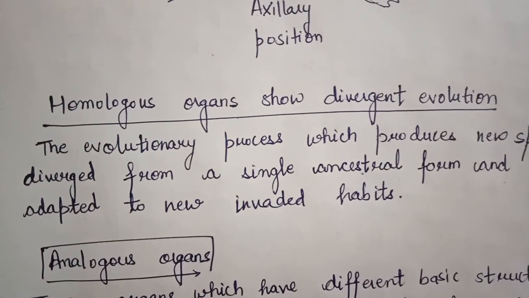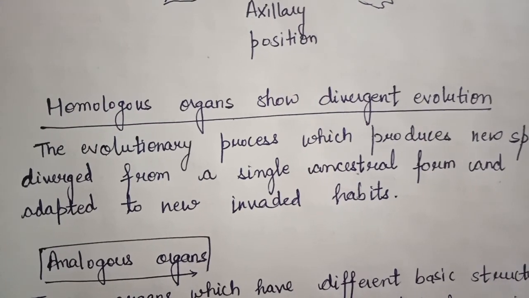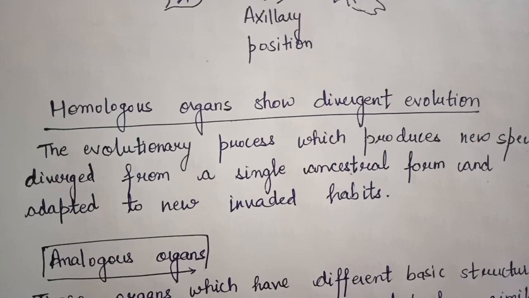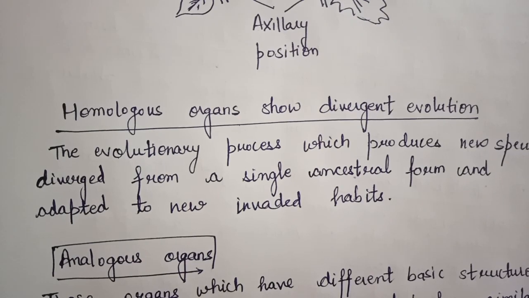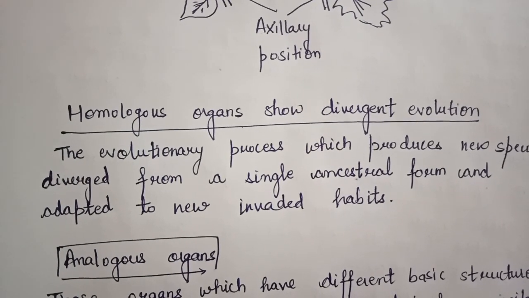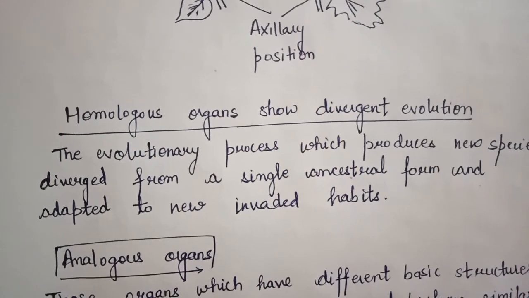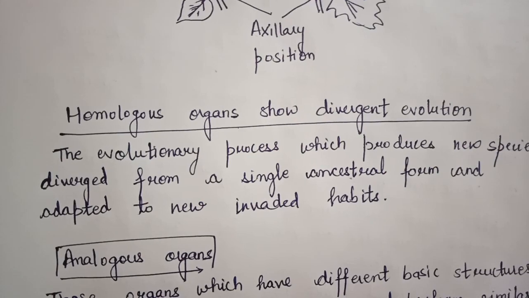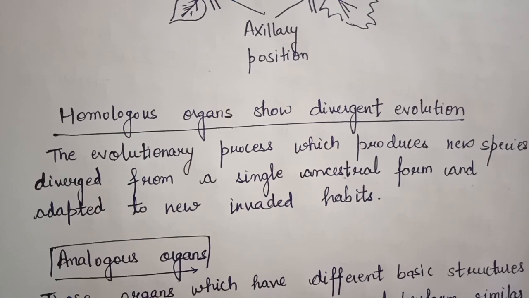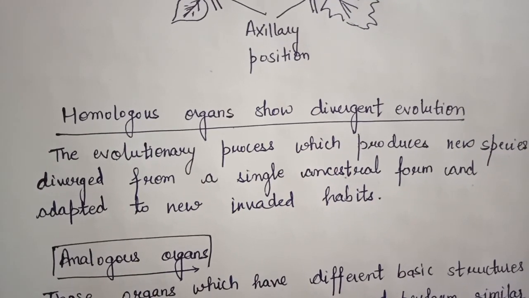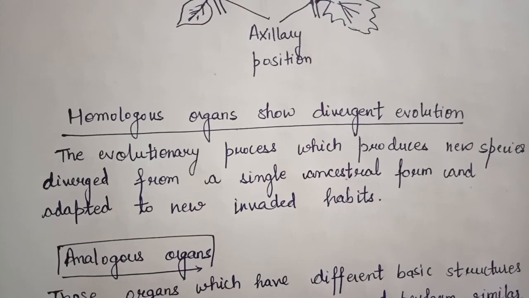Now next is that homologous organs, they show the divergent evolution or the convergent evolution. Okay, what is the meaning of divergent here? That they arise from the same point but later on they diverge because of different adaptation. Having the same ancestor but later on, because of the adaptation to the new habitats, they diverged themselves. New species arise from the common point. So this is known as the divergent evolution.